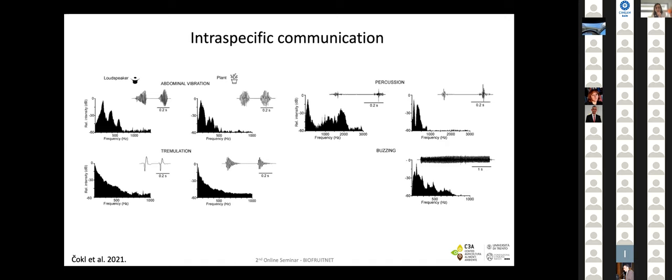This is essential because it tells us that stink bugs evolved together with the substrate where they're used to communicate in order to recognize the right vibration. So changing the substrate changes also the way they perceive the vibration and the way they produce the vibration.